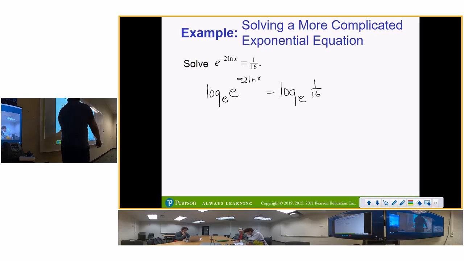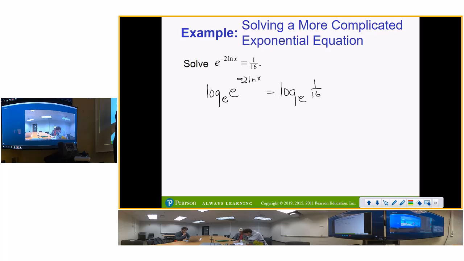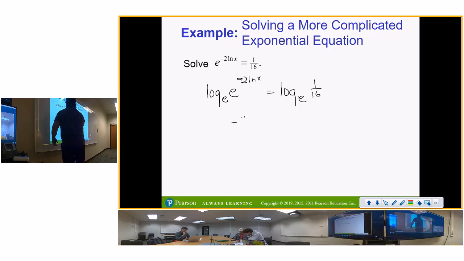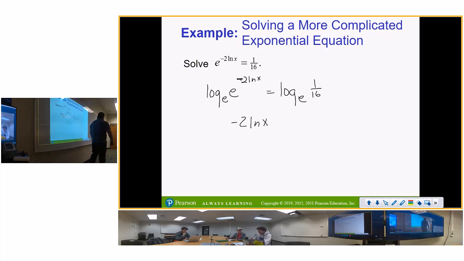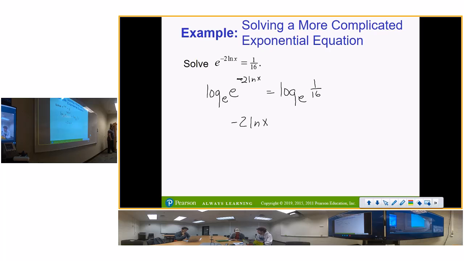What's your logarithm when the base and this are the same thing? It brings down the exponent. It brings this down. And what is the log base e of 1/16? It is a what? Starts with an N. A number.